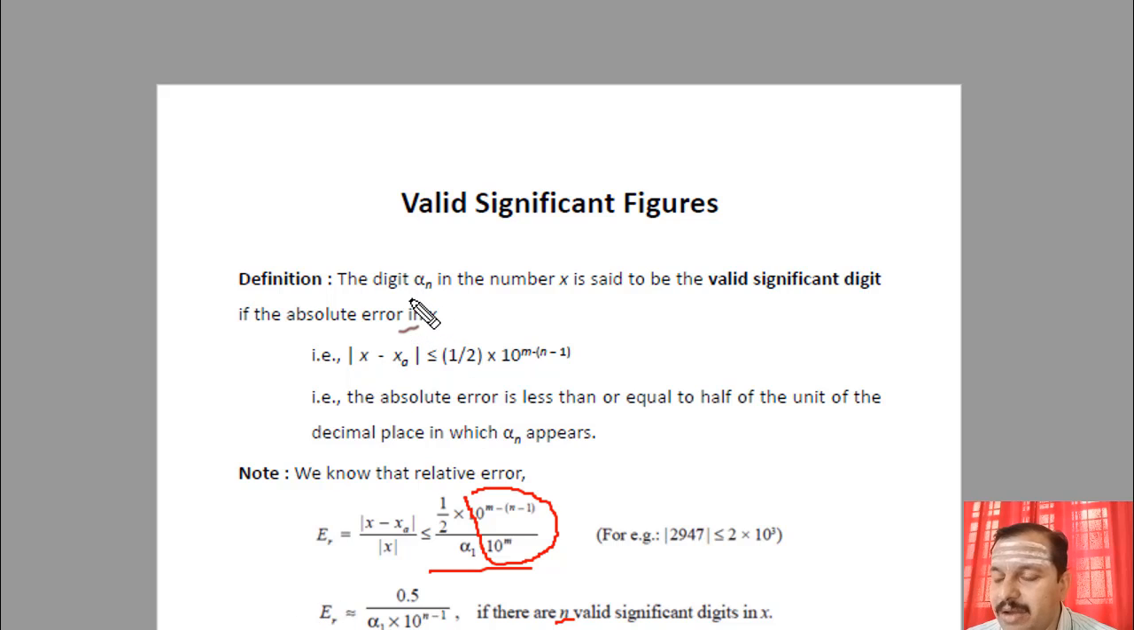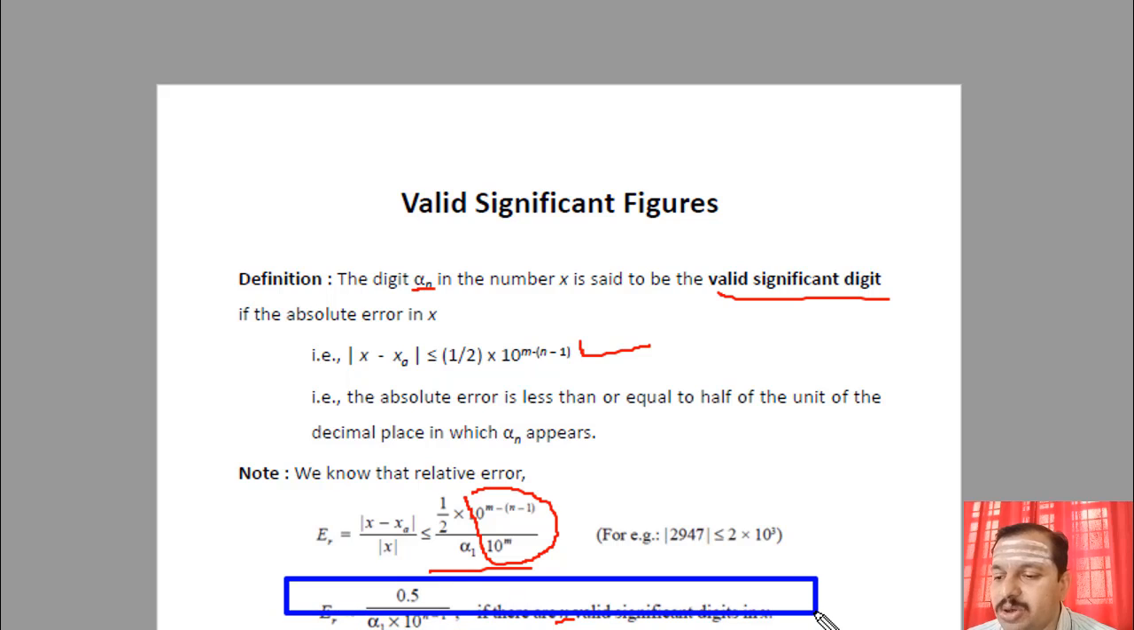We have seen that when there are n digits present in the given number, that is, if the nth digit is a valid significant digit, the absolute error is this much. And when there are n valid significant digits present in the given number, then the relative error is given by this particular expression. So with the knowledge of this particular concept, let us move on to solve an example here.